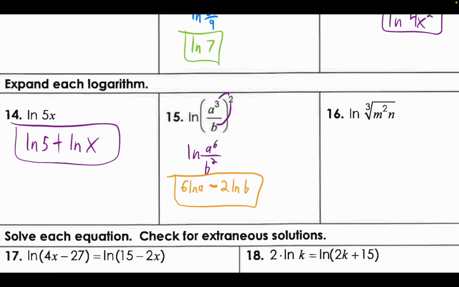Wouldn't be the worst idea to put a little tail on your L's here, by the way. That way you can tell apart natural log from ones. Just an FYI.